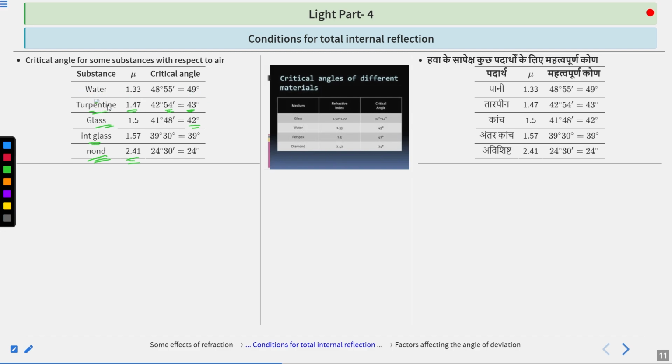So this is the table that is just for your knowledge. For water, mu is 1.33, critical angle 48 degree 55 minutes, 49 degree. Turpentine, mu is 1.47, 42 degree 54 minutes, 43 degree. For glass, mu is 1.5, 41 degree 48 minutes, 42. For flint glass, mu is 1.57, 39 degree 30 minutes, 39. For diamond, mu is 2.41, 24 degree 30 minutes, equals 24 degree.